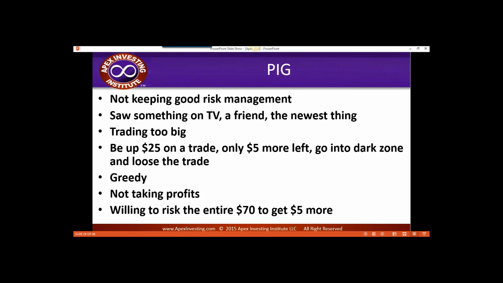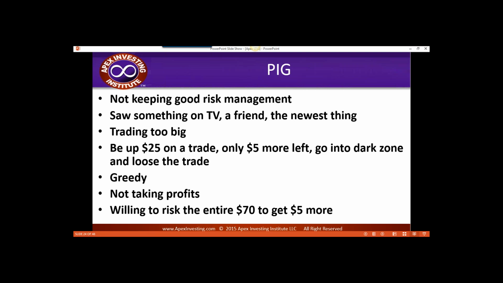He saw something on TV, or Uncle Bob told him about something, or the neighbor said something, and he's just into the newest thing. He's going from the next thing to the next thing, and he'll be up a certain amount of money, and let's say he's trading binaries. He'll be up $20 or $30 on a trade, but he'll hold it till dark zone just to get a few more dollars and lose the whole thing because he's greedy. He doesn't take his profits. He's not trailing his stops.